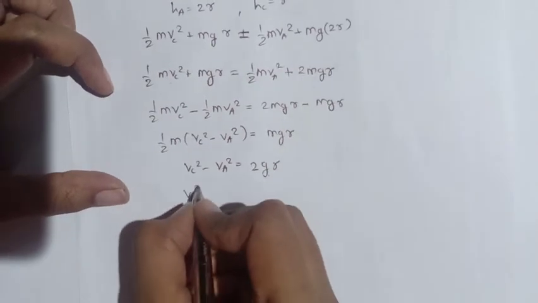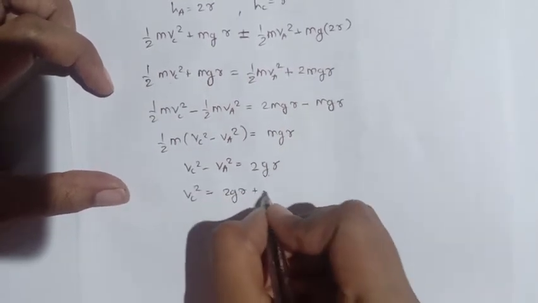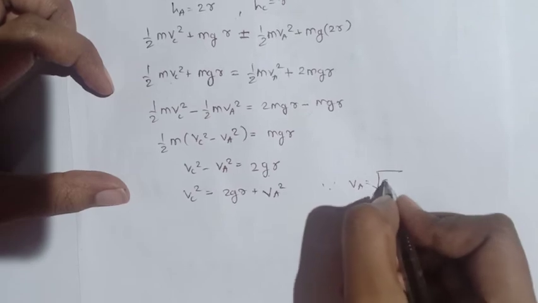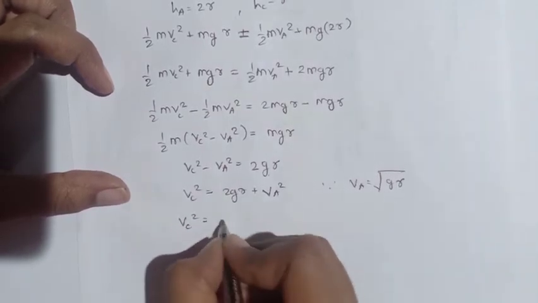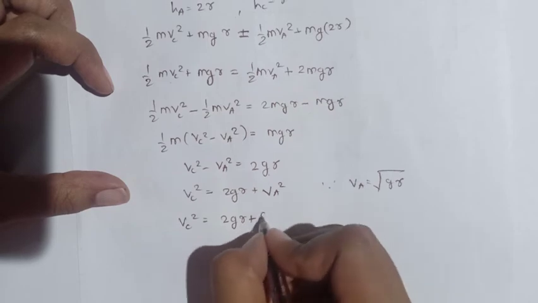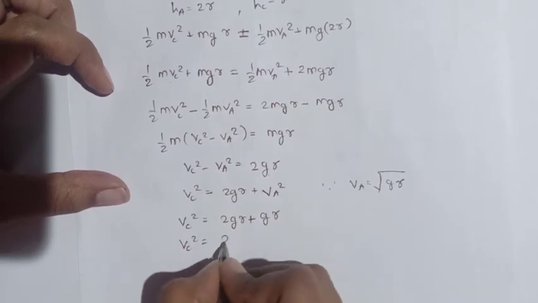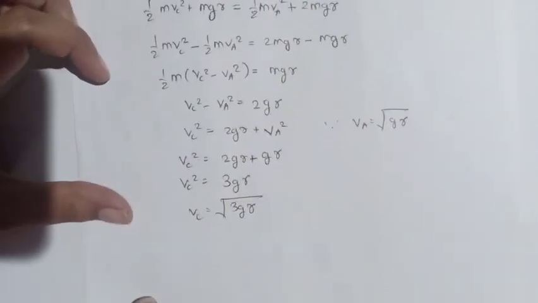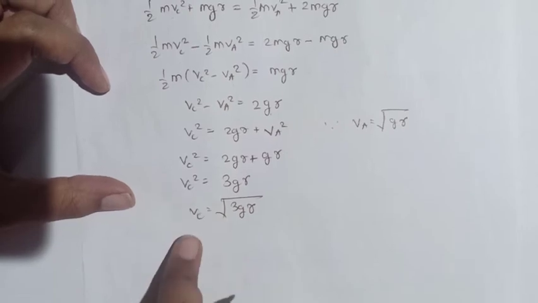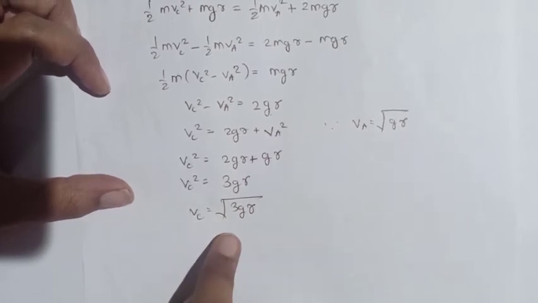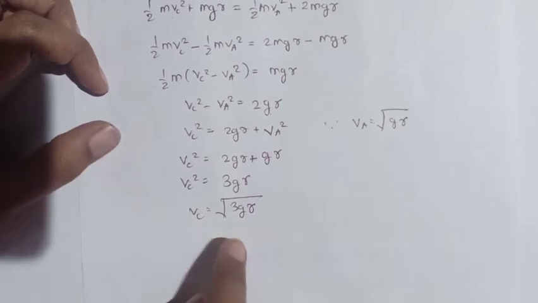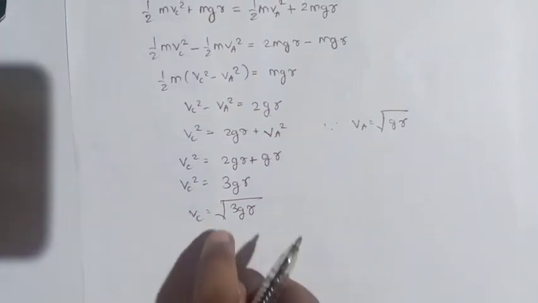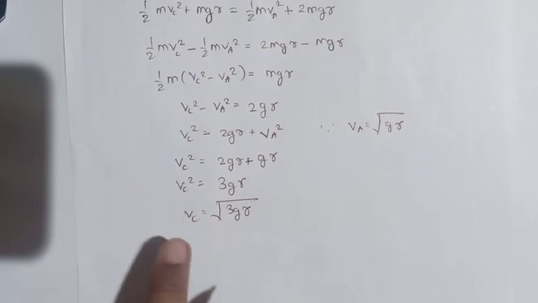2gr. So Vc square will be equal to 2gr plus Va square. As you know that Va is nothing but under root gr, so Vc square will be equal to 2gr plus gr, which is nothing but 3gr. So Vc will be under root 3gr. If velocity at midpoint is less than this, again the string will be slackened. Okay, so this is the minimum velocity required at the lowest point.